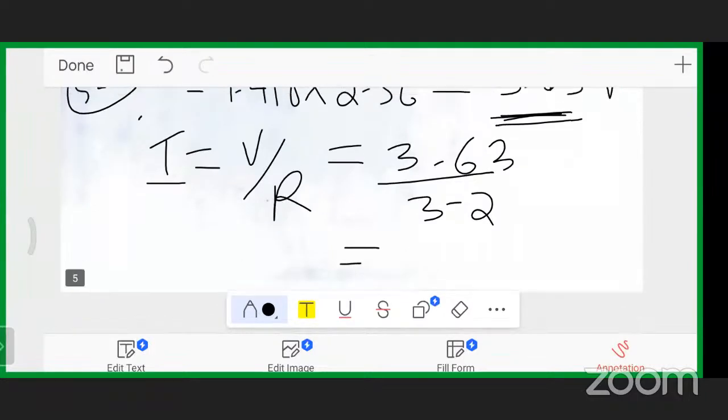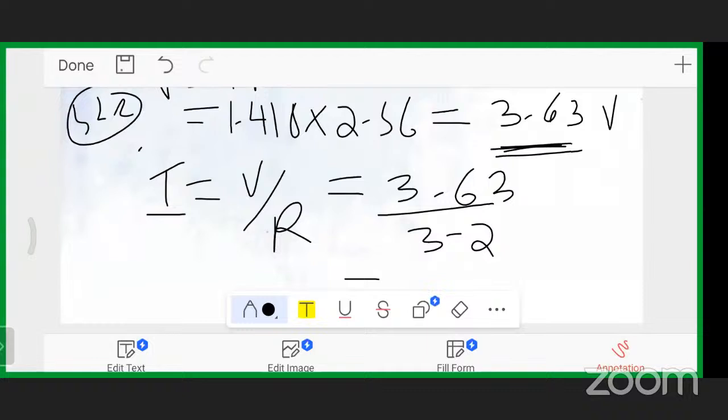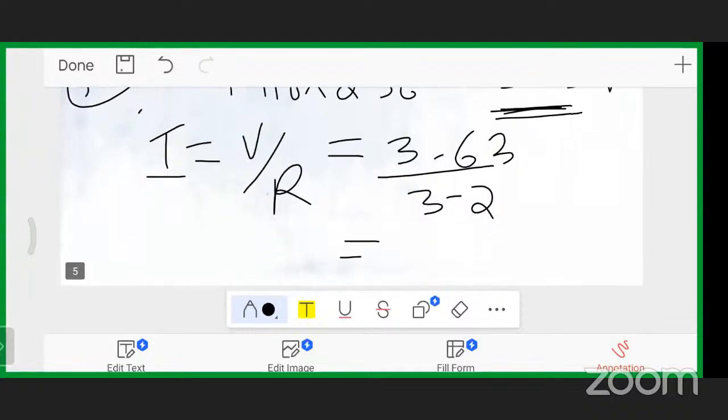And that will give you 1.134.3 amps. It is a current. Yes, like that. So that is the problem that you are required to solve.